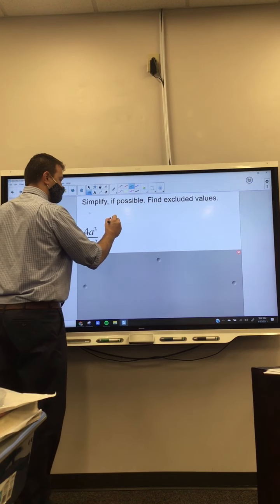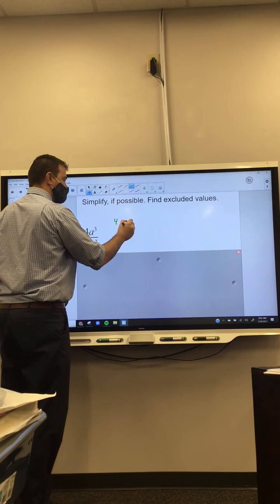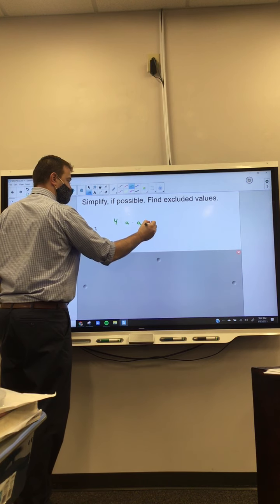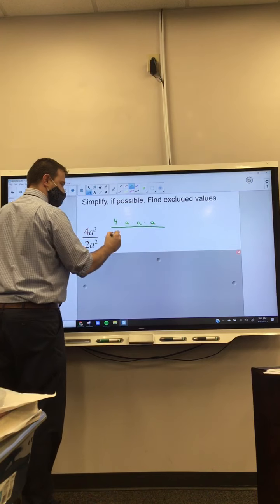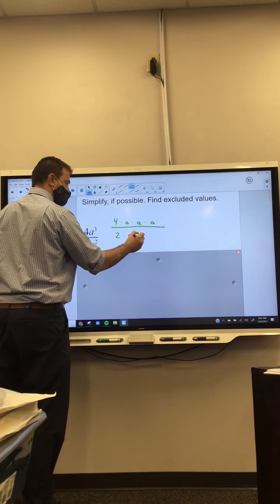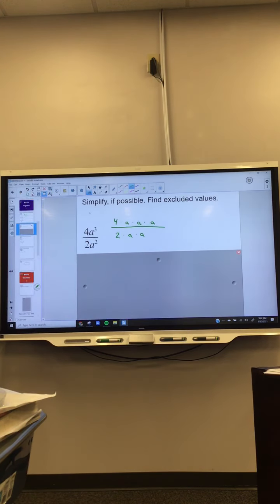Well, if I wanted to write this out, isn't the numerator 4 times a times a times a? Isn't that what 4 times a to the third is? Denominator is 2 times a times a. Yeah. You could have 2a on the top and 1 on the bottom.